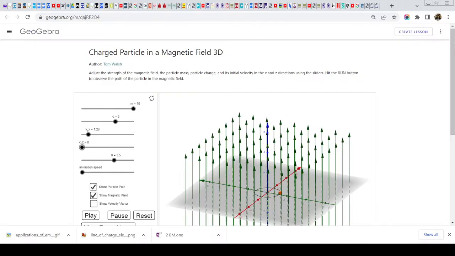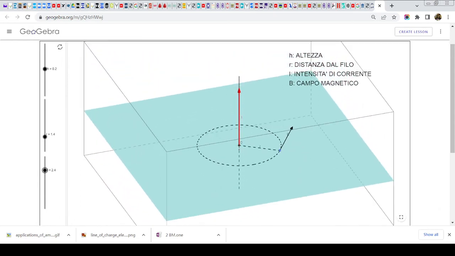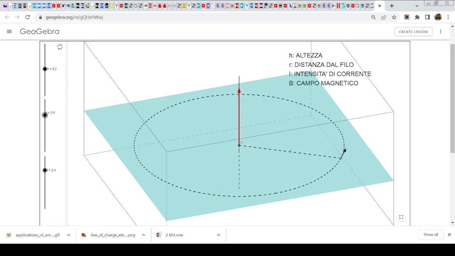Let's see one simulation here. So you have the wire here in the vertical on my screen. And what they discovered, first of all, is that the magnetic field generated around this wire is directly proportional to the current, right? If you increase the current, you can see here that you have an increase in the magnetic field. You can see the vector here. Of course, the vector is always tangential, perpendicular to the radial direction. And as you can see, as you increase the radius, you have a decrease in the magnetic field.